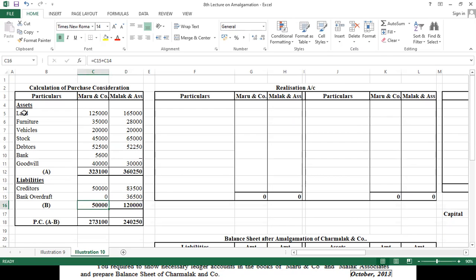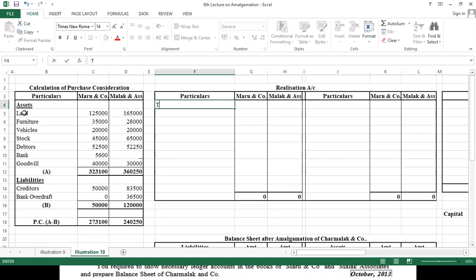So after getting total assets at market value, which is denoted by A, and external liabilities, which is denoted by B, we can say our purchase consideration is A minus B. We got 2,73,100 for Maru and Company and 2,40,250 for Malak and Associates.